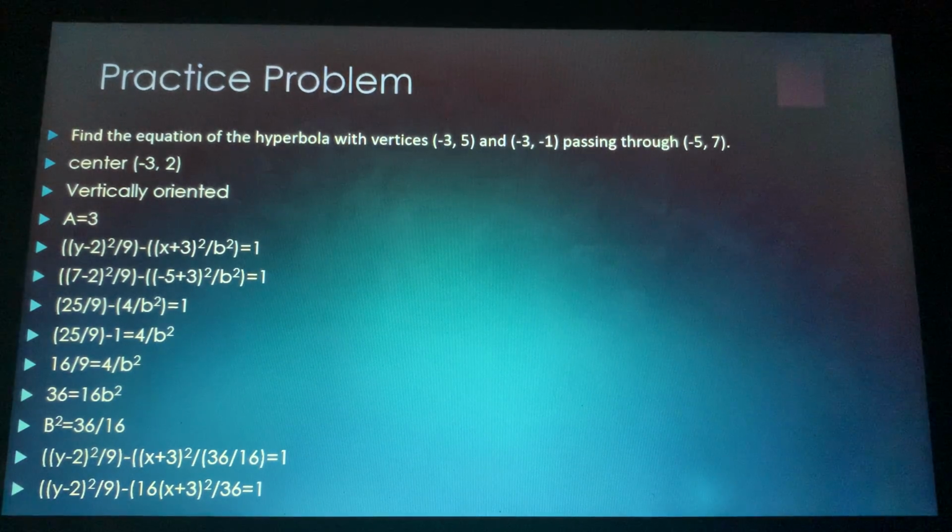But when you have a fraction in the denominator of your hyperbola, you multiply so there's no fraction in the denominator. If we multiplied (x + 3) squared over 36 over 16 by 16, then we would no longer have a fraction in the denominator. So we multiply that part by 16, and we get our final equation, which is (y − 2) squared over 9 minus 16 times (x + 3) squared over 36 equals 1.